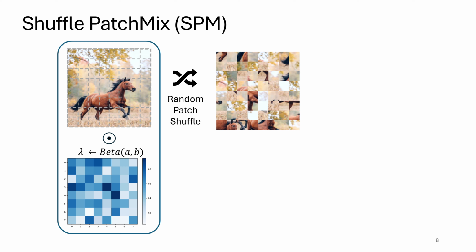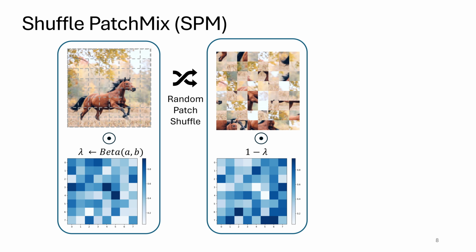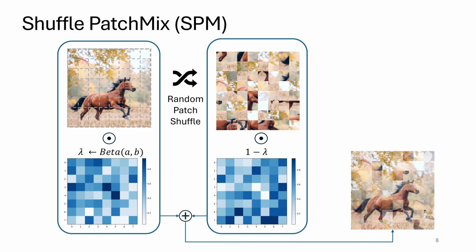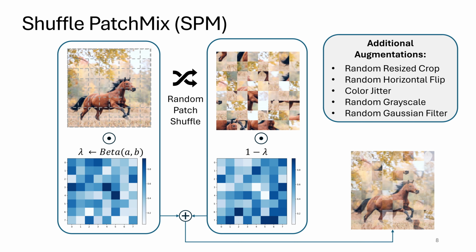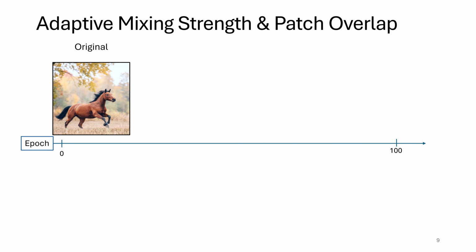Later, we sample a random value lambda from a beta distribution and multiply it to each patch. In addition, we multiply the corresponding randomly shuffled patches with 1 minus lambda. The final SPM image is obtained by summing these both results. In addition, standard augmentations are applied to introduce maximum data diversity.